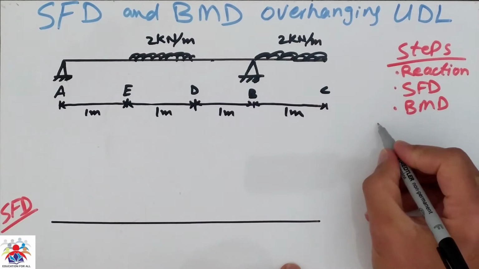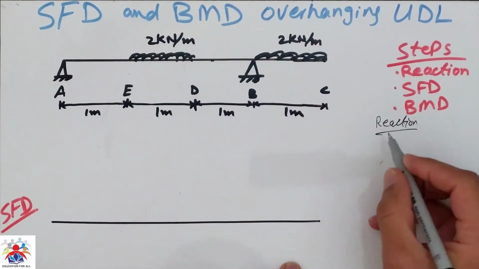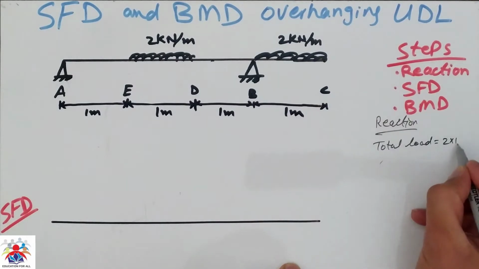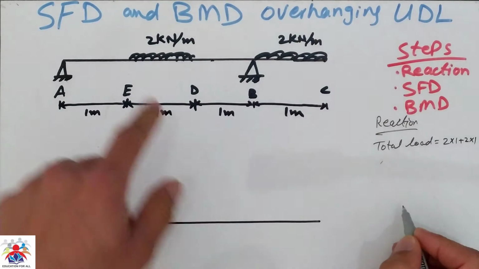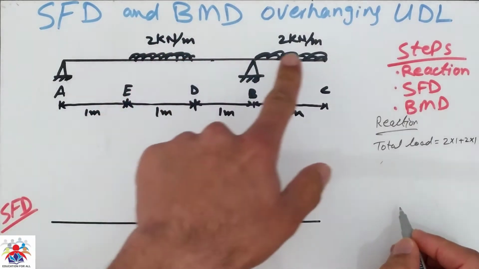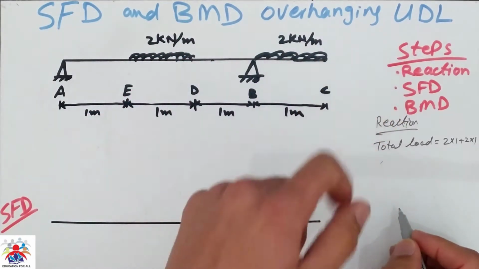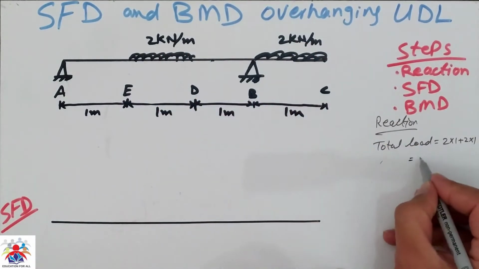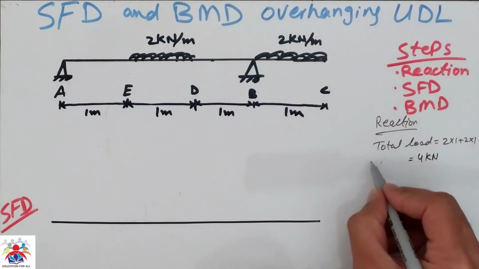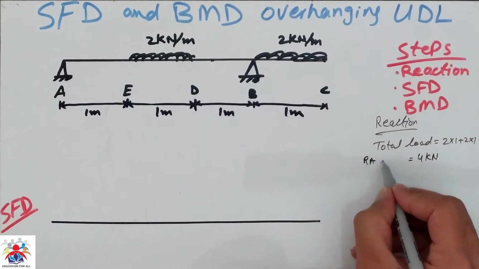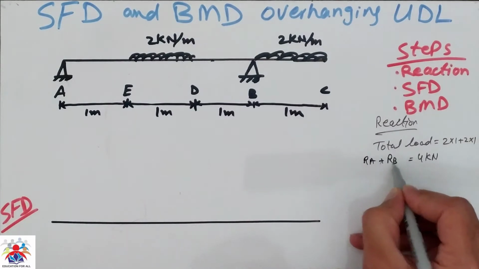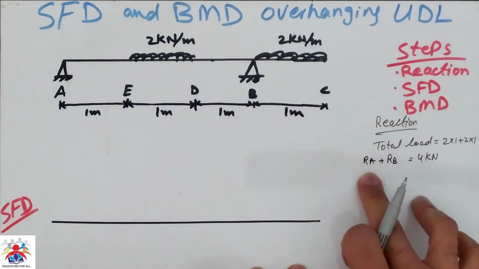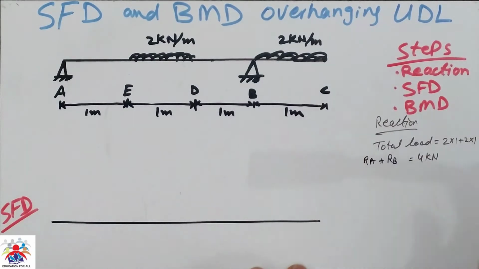First of all, we will calculate reactions. So how do we do that? Total load is equal to 2 multiplied by 1 plus 2 multiplied by 1. As you can see, we have 2 kilonewton per meter here and 2 kilonewton per meter at the other end, the overhanging part. So 2 multiplied by 1 meter, 2 multiplied by 1 meter, all together we will get 4 kilonewton. So this is going to be RA plus RB is equal to 4 kilonewton. Now we need to calculate RA and RB individually.